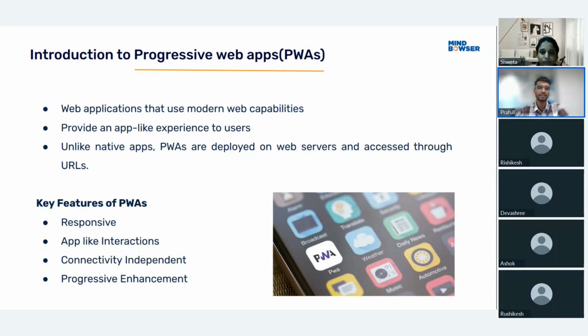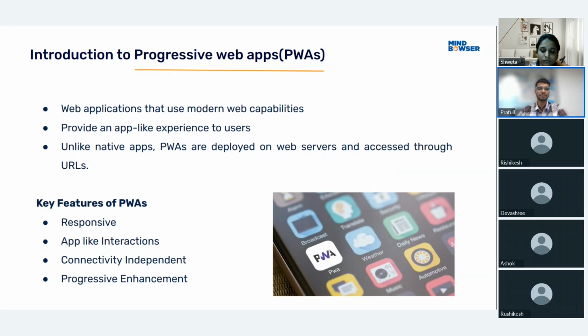Third one, we have connectivity independence. PWAs can function offline or in low connectivity environments, ensuring uninterrupted access to the app's core features and content. They cache resources such as HTML, CSS, JavaScript, and images, allowing the app to load and function without a network connection. This ensures usability even when offline or with poor connectivity, and prevents data loss by syncing offline data once the connection is re-established.